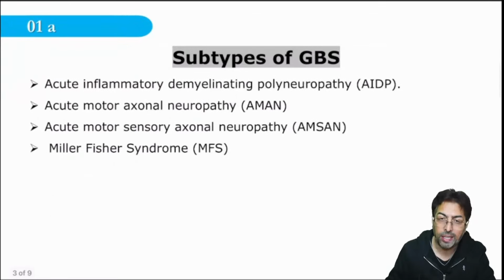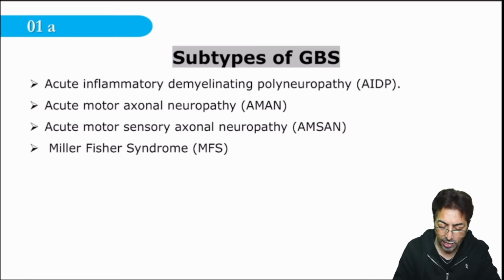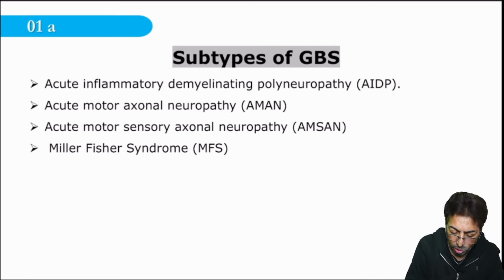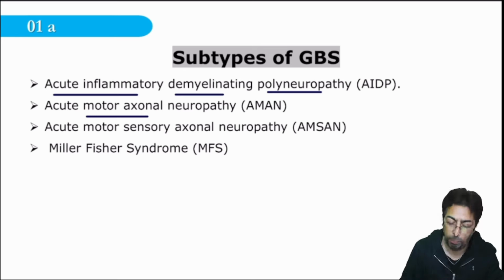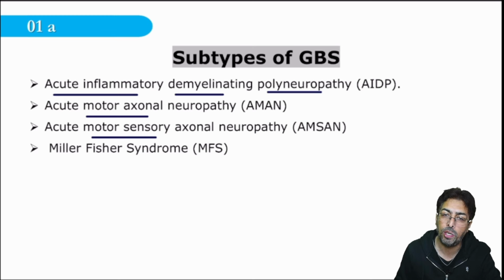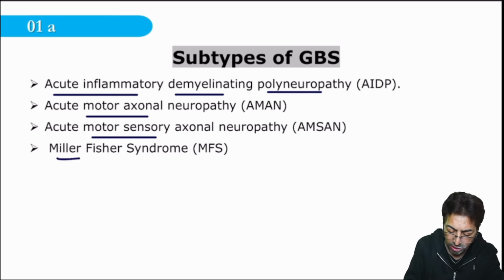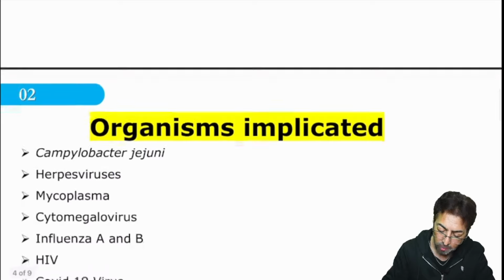Now, it is not one clinical entity, so there are multiple subtypes of Guillain-Barré syndrome, and you have to remember that one type which is the predominant is acute inflammatory demyelinating polyneuropathy, another is the motor axonal type of neuropathy, and the third type is the motor sensory neuropathy. So a combination of motor and sensory symptomatology, and another variant is the Miller-Fisher syndrome, which we will be dealing with specifically at the end. So these are some of the subtypes.